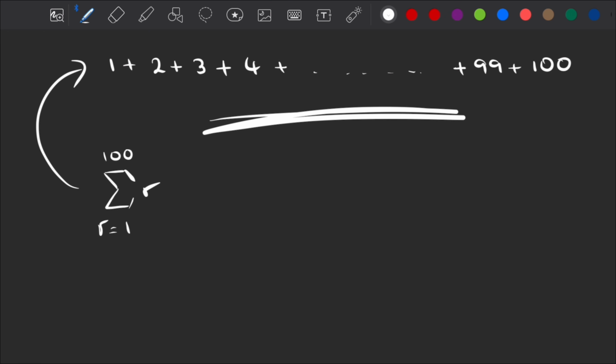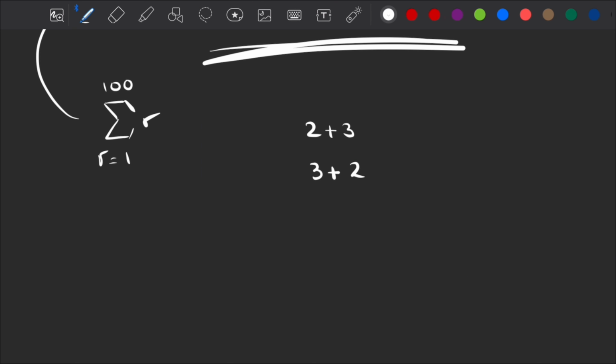He used this property known as the commutative property of numbers. What this means is numbers can be added in any order, but they will give the same answer. So 2 plus 3 is the same as 3 plus 2. This is the commutative property. Now let's use this to find the sum of a simpler example. So let's say we're finding the sum of the first 10 natural numbers. So I want to add up all the numbers from 1 to 10.